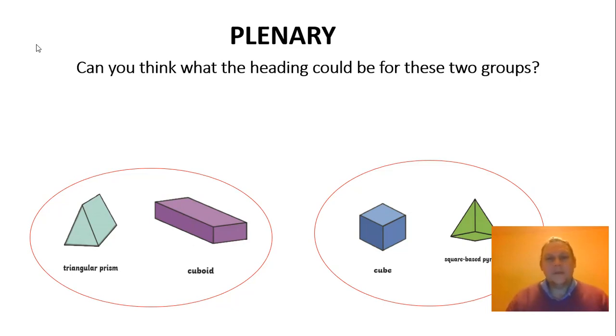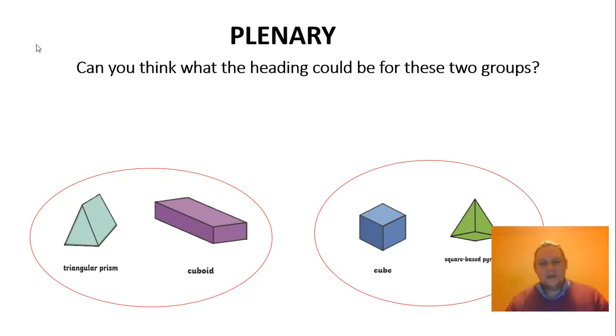We're just going to have a look at a plenary together again. And this time we've got, can you think of the heading, what the heading could be for these two groups, okay? So again, we've got some shapes that have been grouped for us already. On the left, we've got a triangular prism and a cuboid. And on the right, we've got a cube and a square-based pyramid.